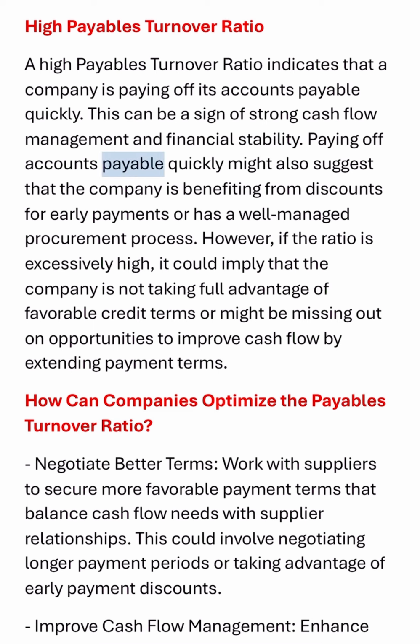Paying off accounts payable quickly might also suggest that the company is benefiting from discounts for early payments or has a well-managed procurement process. However, if the ratio is excessively high, it could imply that the company is not taking full advantage of favorable credit terms or might be missing out on opportunities to improve cash flow by extending payment terms. How can companies optimize the payables turnover ratio?